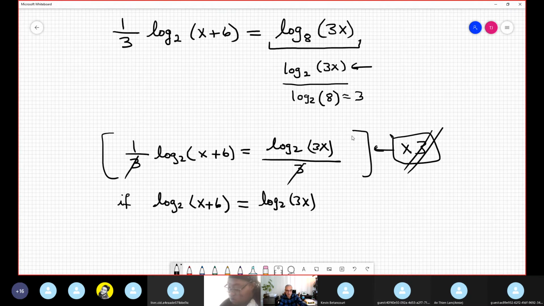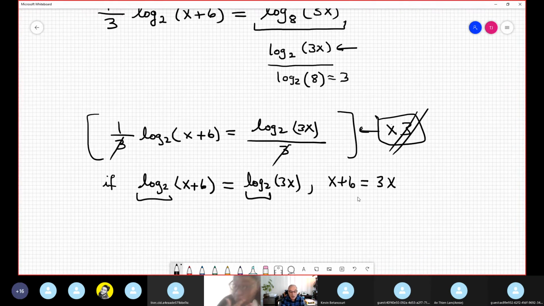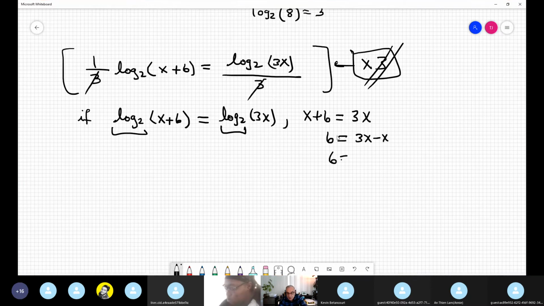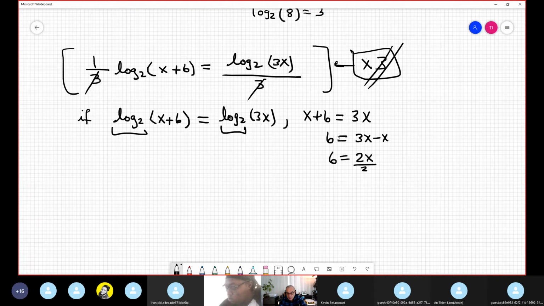Remember, if we have two logarithms and the base is the same, then the argument is the same, because logarithm is also a one-to-one function. So magically, you convert a logarithmic equation to a linear equation. And the solution is straightforward. It's doing x plus 6 is equal to 3x, so 6 is equal to 3x minus x, 6 is equal to 2x, x equal to 3. That's it, no?